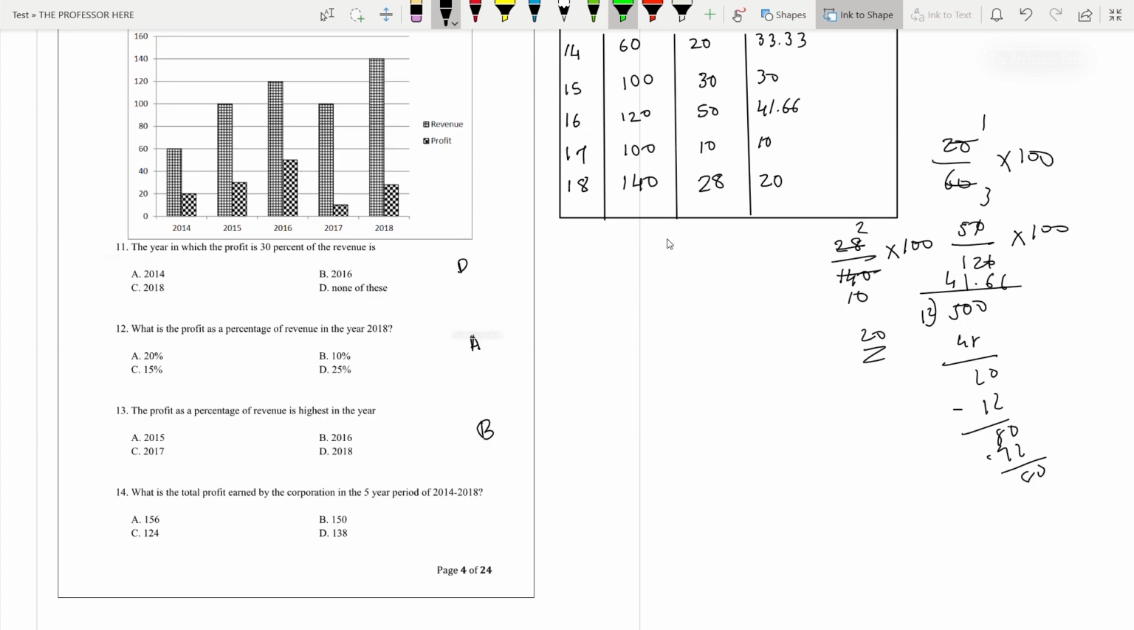Question number 14, what is the total profit earned by the corporation in the 5-year period of 2014 to 2018? So let's add the profit. This is the profit column. 20 plus 30, 50 plus 50, 100 plus 10, 110 plus 28, 138. So the answer is option D.